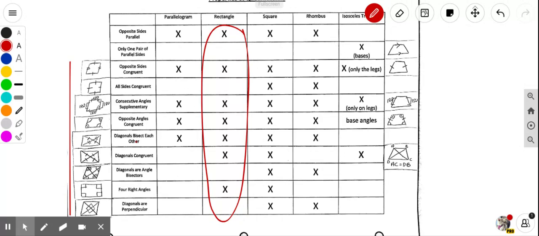Okay, so next time I'll probably have you do even more rectangle practice and then eventually we'll learn about squares and rhombi, that's the plural of rhombus, and isosceles trapezoids.